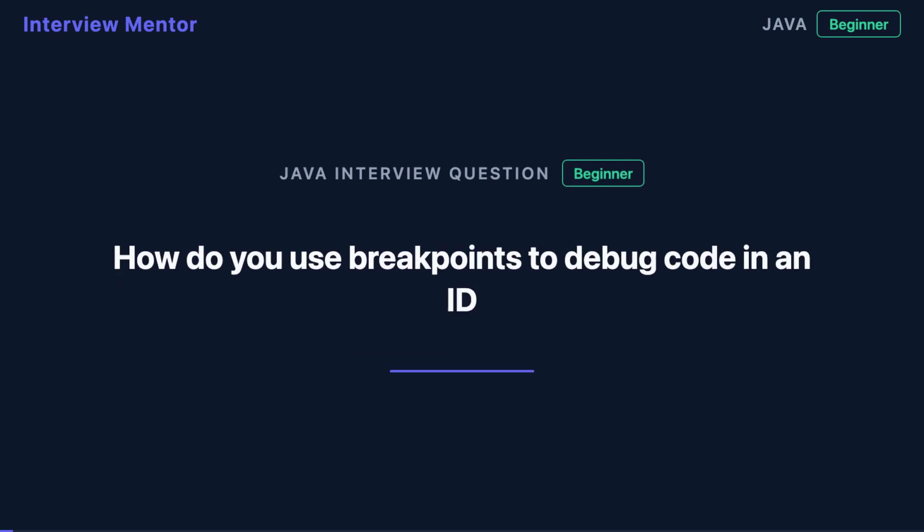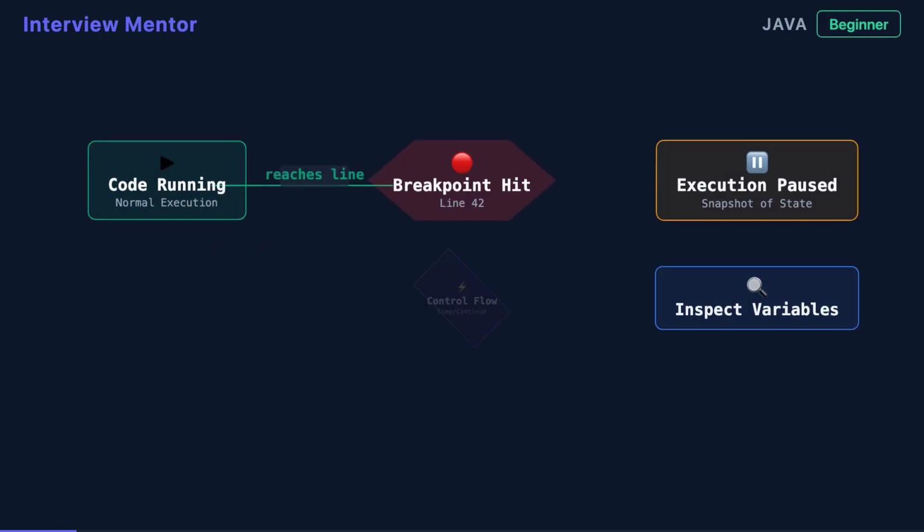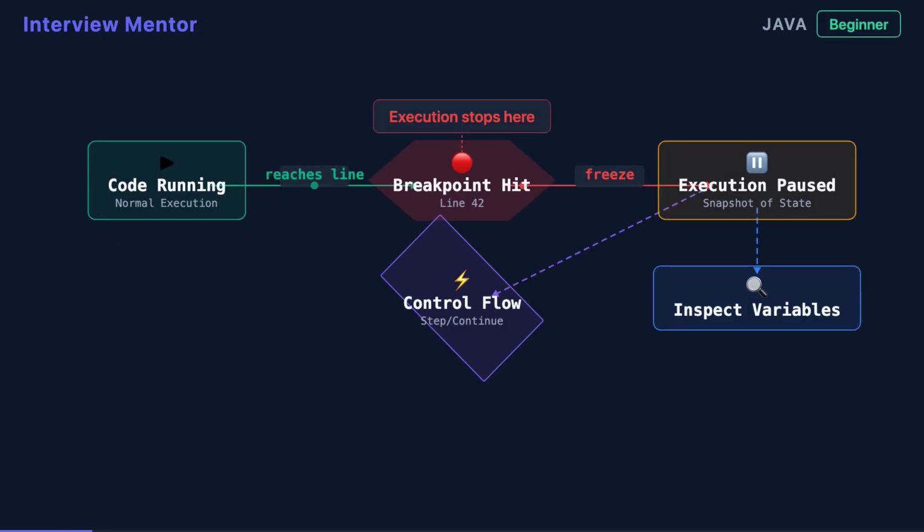Ever spent hours adding print statements to hunt down a bug, only to realize there's a better way? Breakpoints are your secret weapon for debugging efficiently. A breakpoint is a marker that tells your IDE to pause code execution at a specific line. When your program hits that line, everything freezes, giving you a snapshot of what's happening right at that moment.